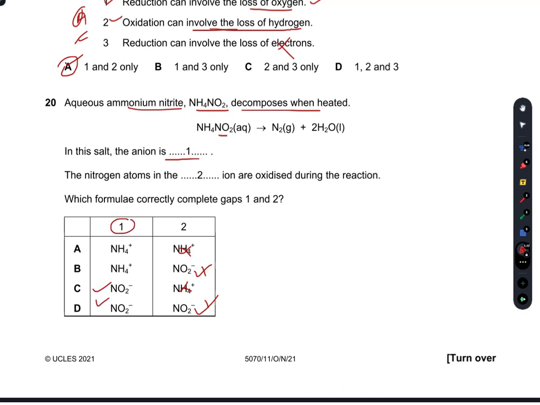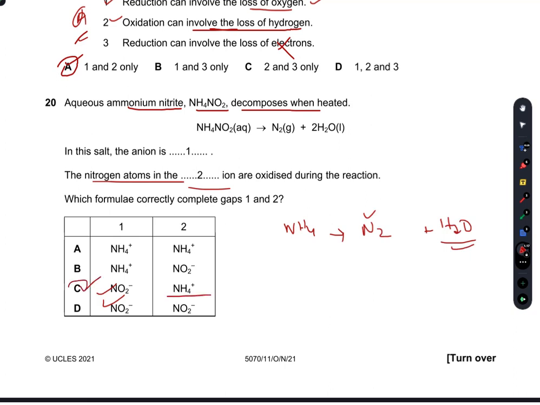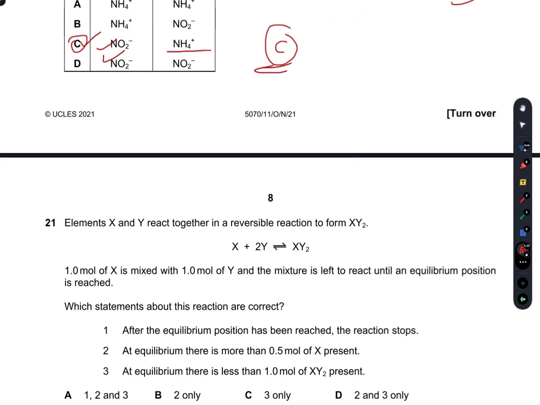Sorry, the nitrogen atoms in two positive ions. I have to correct this. So the nitrogen atoms in two ions are oxidized during the reaction. What is oxidation? Oxidation is loss of electrons. So the ions in NH4 go on to form N2 along with the hydrogen which is attached to oxygen later on. So nitrogen atoms in 2 are oxidized because they have lost hydrogen. So C is the right option.